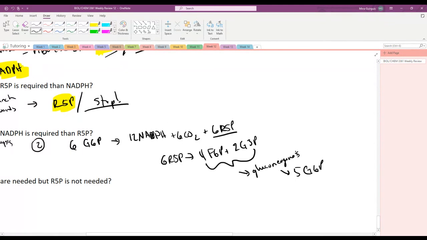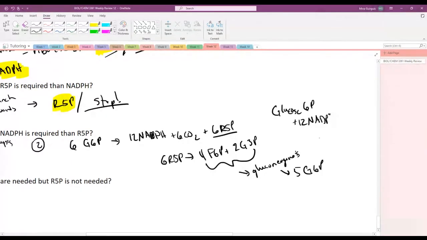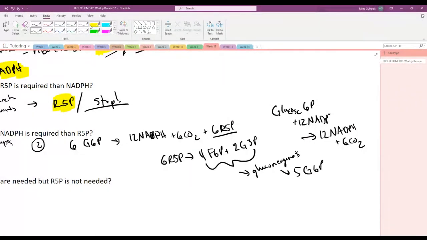But effectively, the net reaction that we do is 1 glucose, or G6P really, plus 12 NADP+ gives us 12 NADPH and 6 CO2. So this is if we need to maximize our NADPH. And so we effectively, and this isn't the case really, but we're effectively converting 1 glucose completely into carbon dioxide. So we're oxidizing it fully.